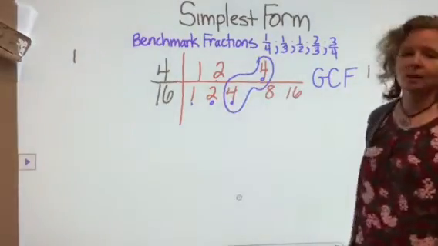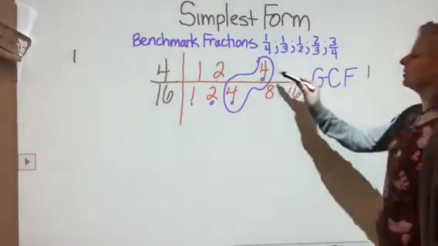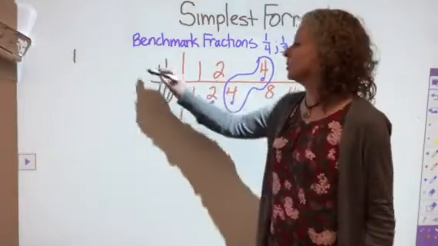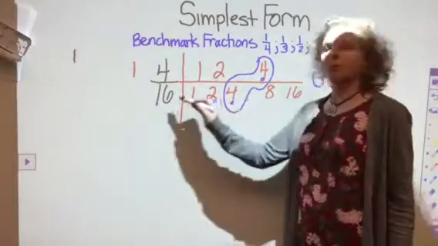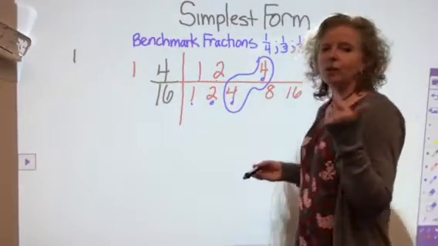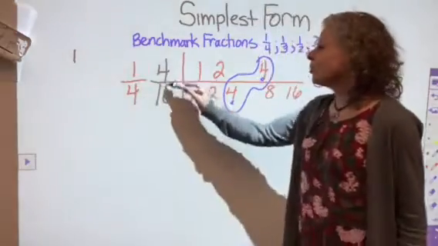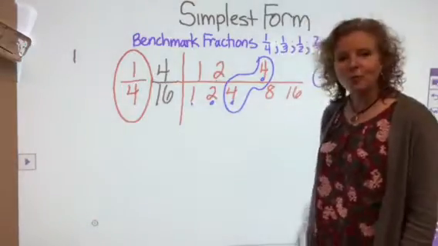4 is the greatest. So now I look at that and say, well, hey, how many times does 4 go into 4? 4 times what equals 4? Well, 4 times 1 equals 4. Now let me look. 4 times what equals 16? 4, 8, 12, 16. Oh yeah, that was 4. So look, 4/16 in simplest form is 1/4.